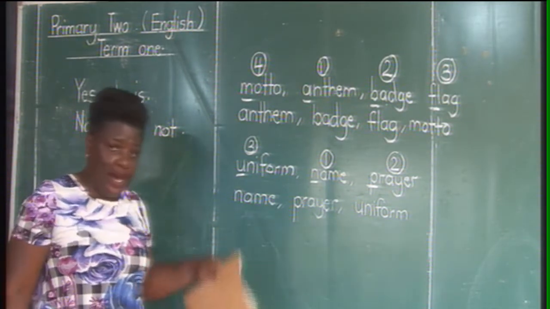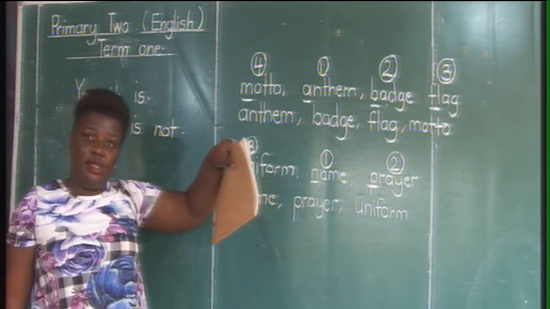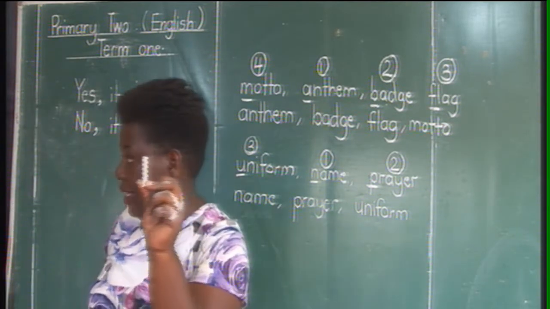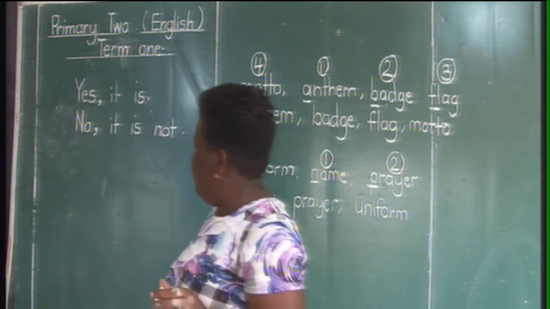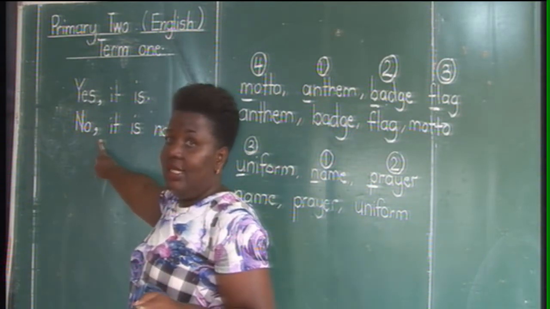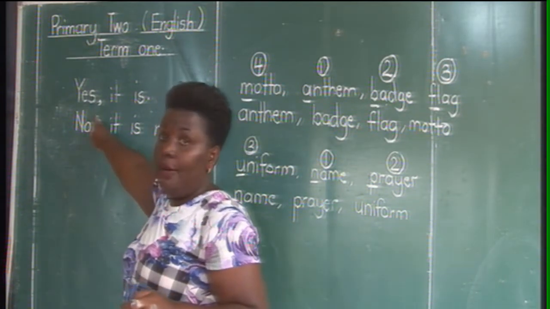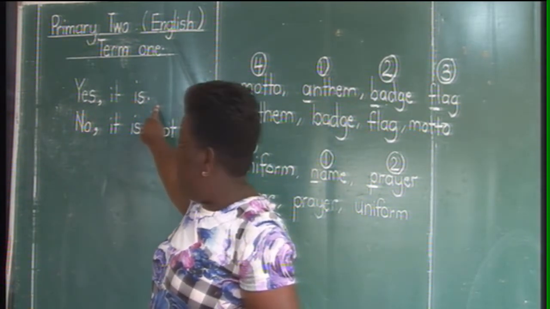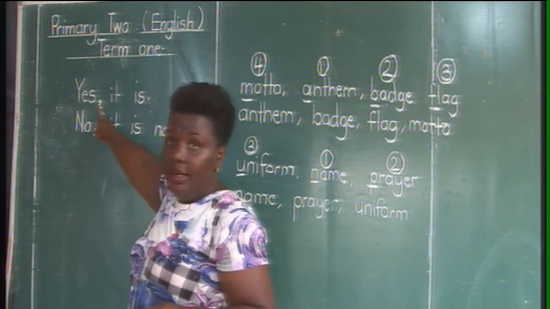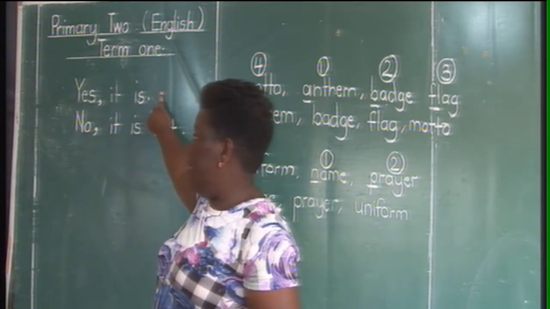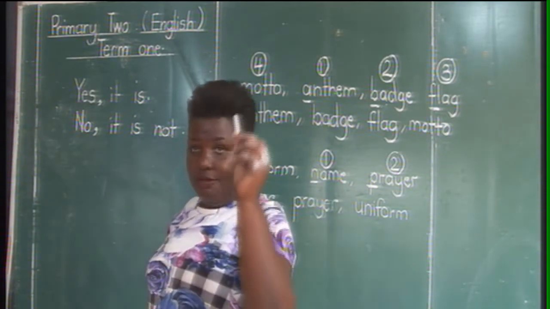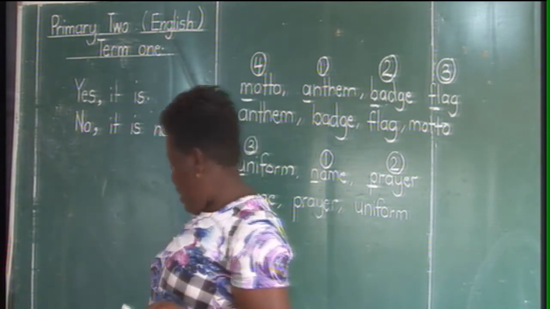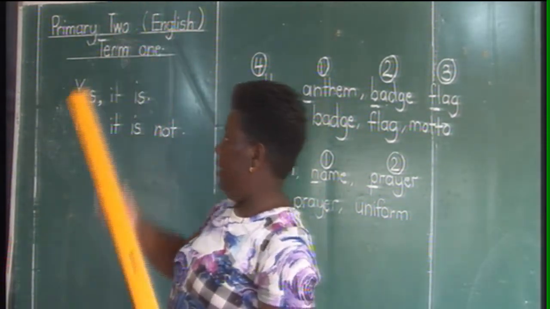Is this a bag? No, it is not. Is this a piece of chalk? Yes, it is. But remember to punctuate the sentence properly. Yes, comma, it is. Then you put a full stop. Make sure you don't forget this comma here and then the full stop at the end. Is this a piece of chalk? Yes, comma, it is.